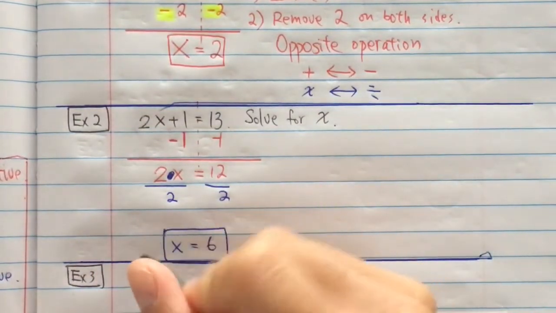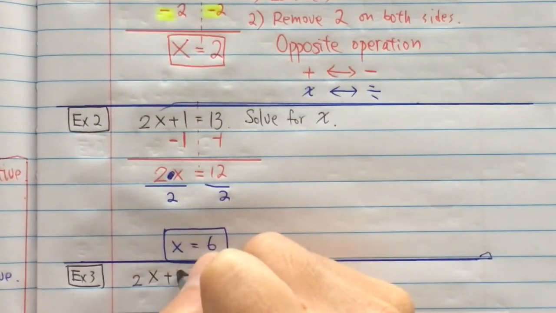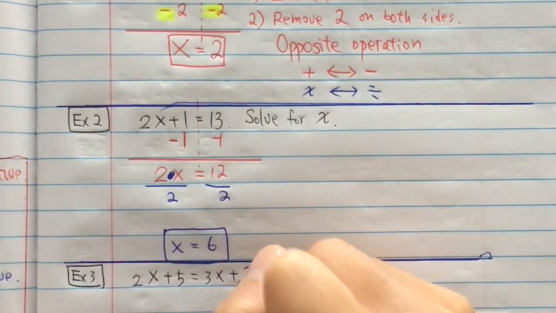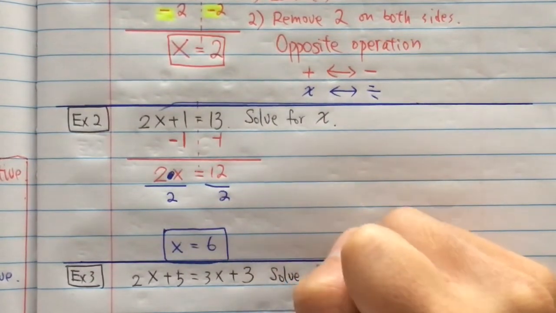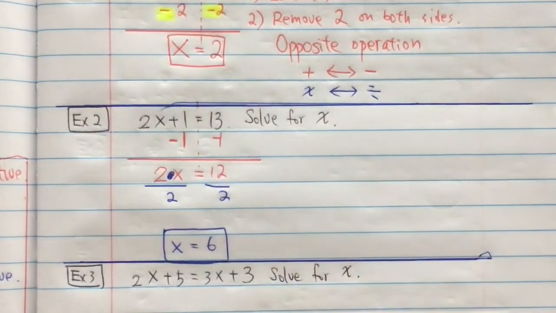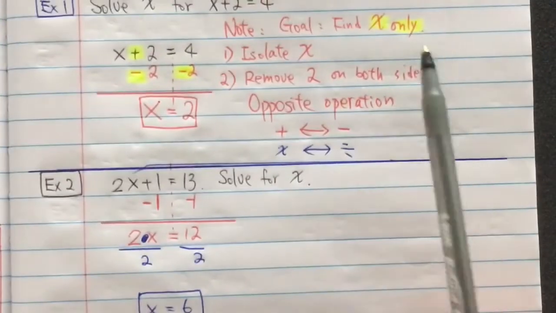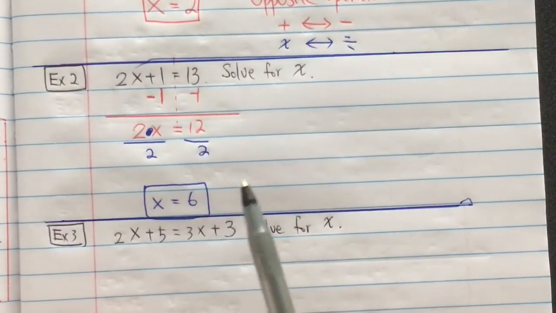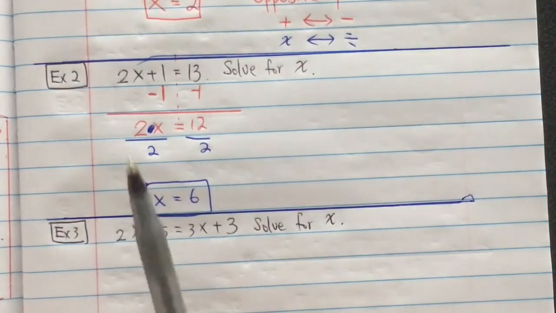Example 3. Again, still solve for x. 2x plus 5 equals 3x plus 3. Again, solve for x. Okay, and then how to do it? Ladies and gentlemen, we will use the exact same way here. Remember, our goal is to find x and we need to isolate x. But now we have x on both sides. We don't want it. I want x in one side only.